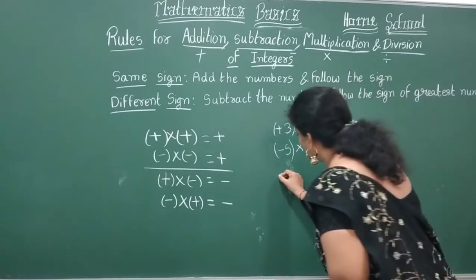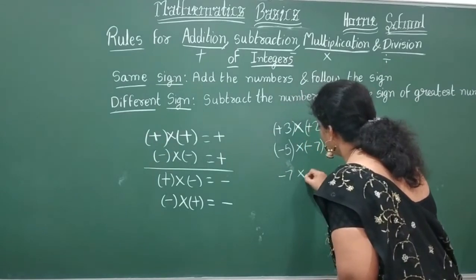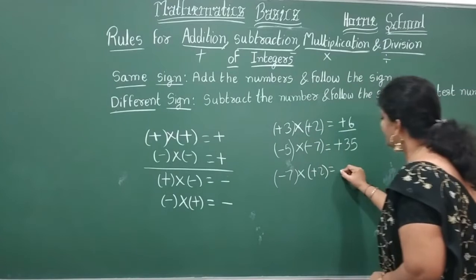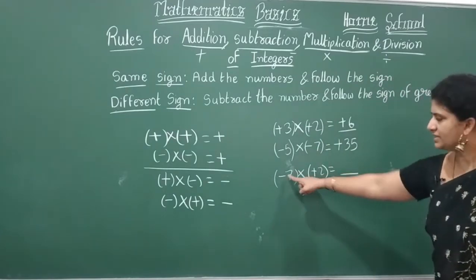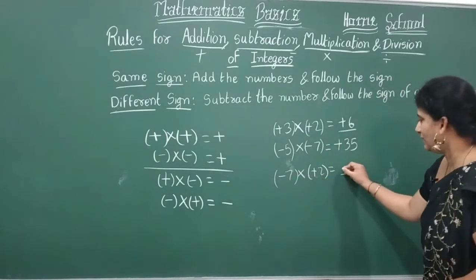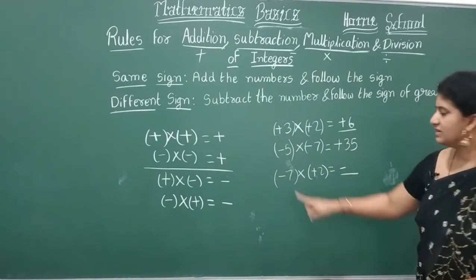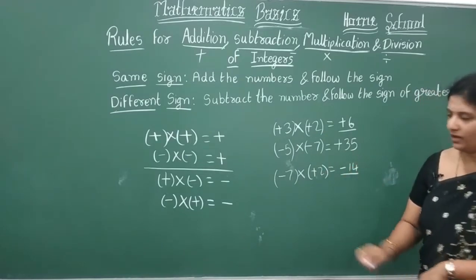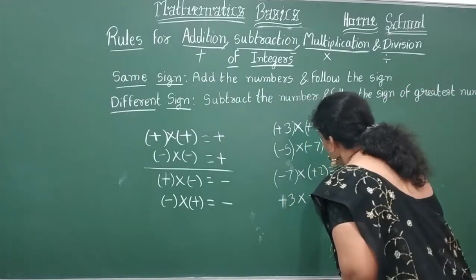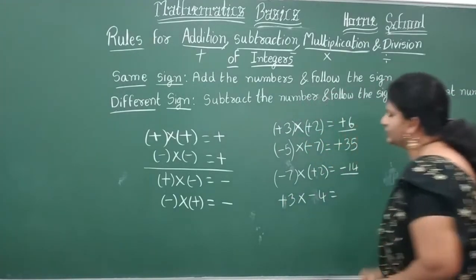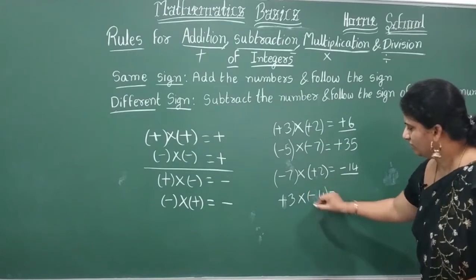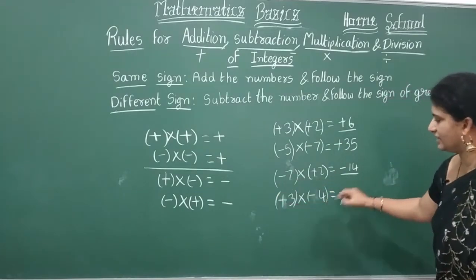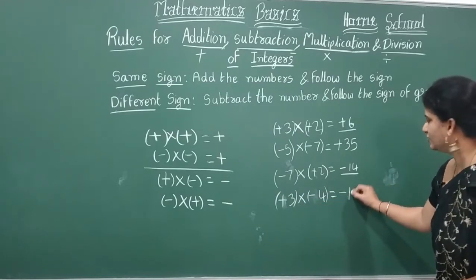Suppose your number is minus 7 into plus 2. So what is this answer here, children? Minus into plus, it will be minus. 7 2s are 14. Okay, similarly, 3 into minus 4 is how much? So look here, how much it is? Plus into minus, minus. 4 3s are 12.